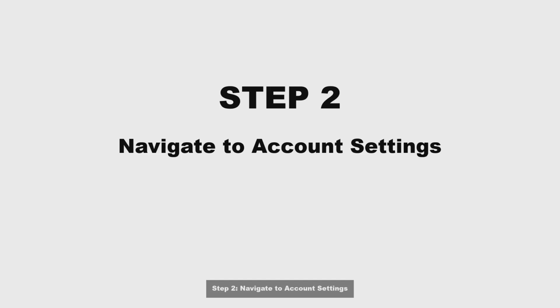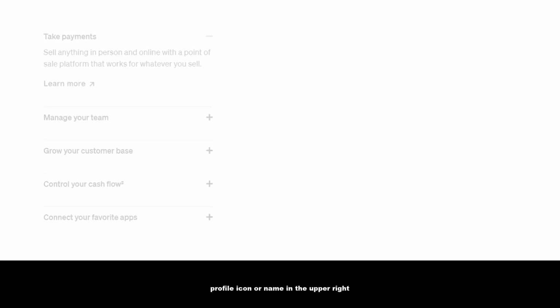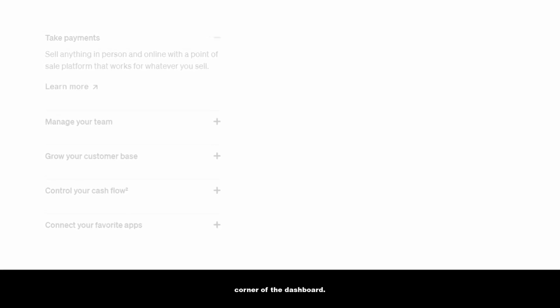Step 2. Navigate to Account Settings. Once logged in, locate the account settings. This is usually found by clicking on your profile icon or name in the upper right corner of the dashboard.